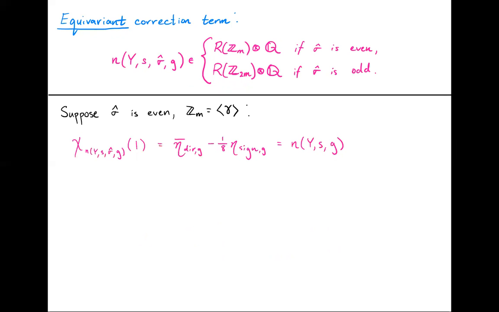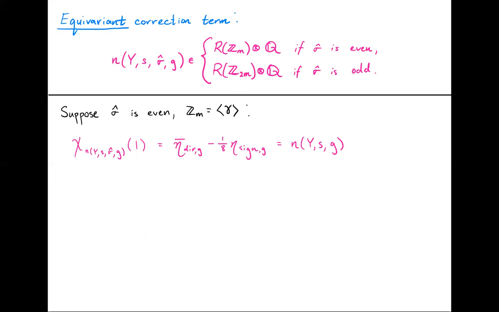All right, so for simplicity, let's restrict to the even case. So it's sitting inside of the representation ring, Z_n tensor the rationals. Now let's say gamma is a generator of Z mod m. It's easier to look at the characters of this representation at the different elements.